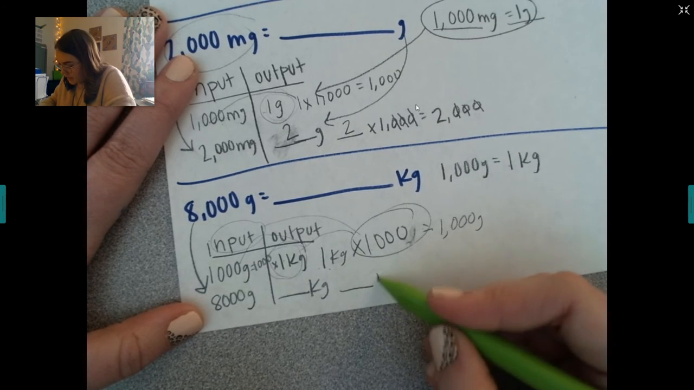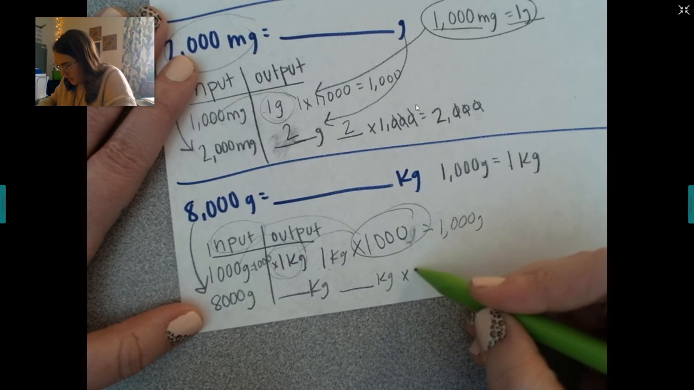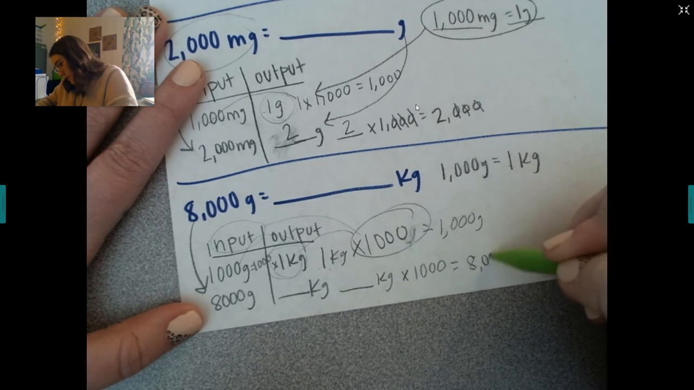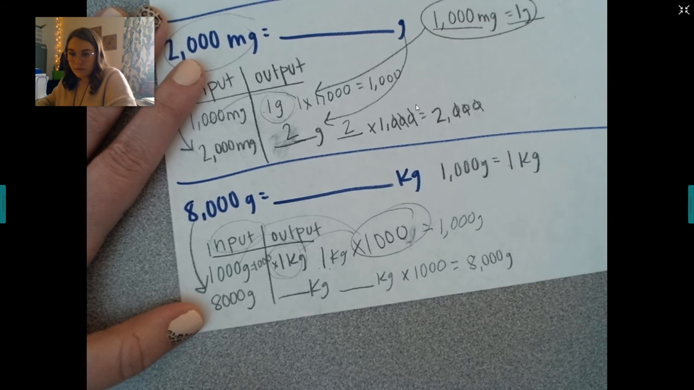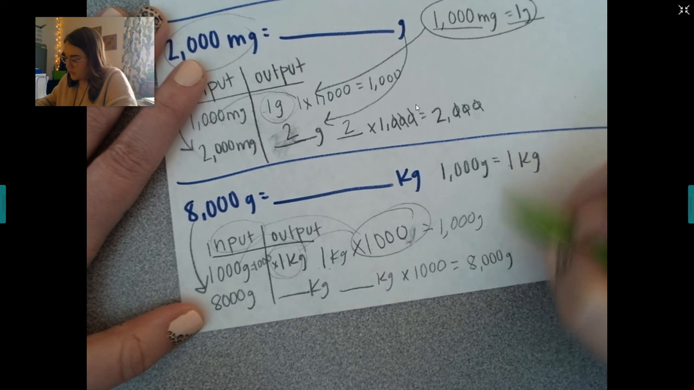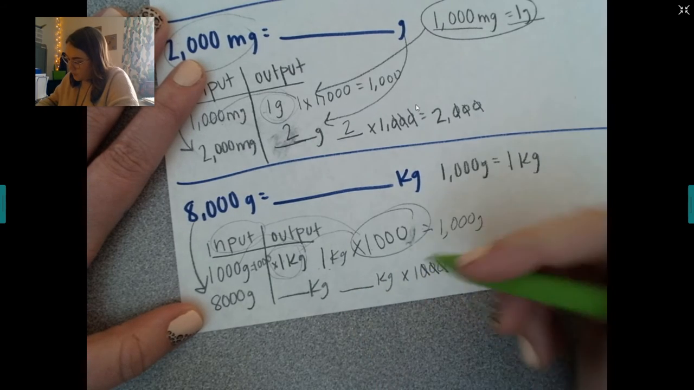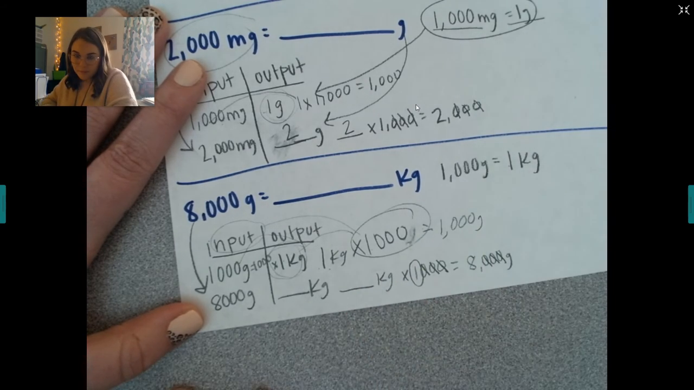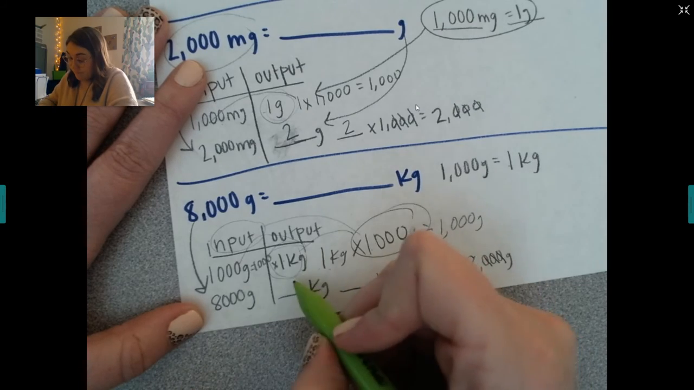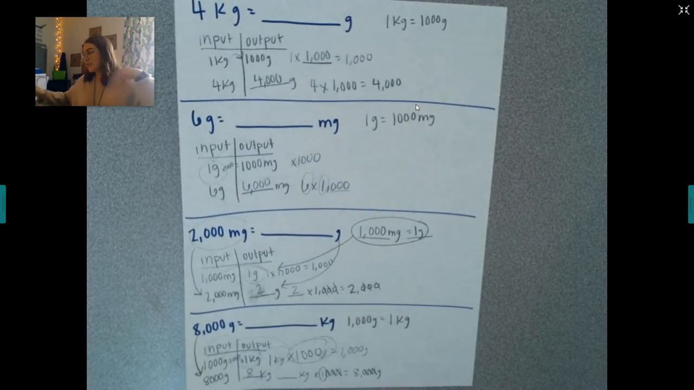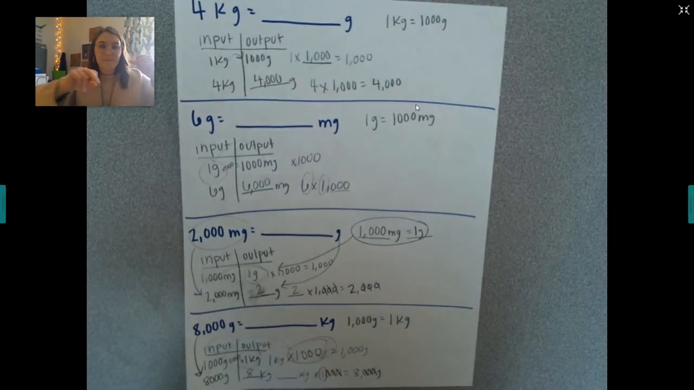So now blank kilograms times 1,000 equals 8,000 grams. Well, you know that you have the same amount of zeros. So what times 1 equals 8? 8. This is why I love the metric system so much. It's a bunch of zeros. As long as you know the zeros trick, it is quick, fast, easy.